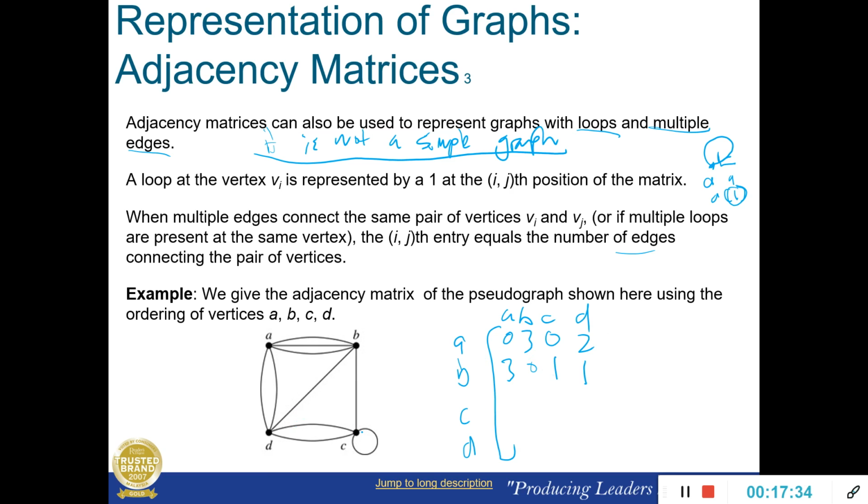C to A, you have 0. C to B, you have 1. C to C, you have 1. And C to D, you have 2. D to A, you have 2. D to B, you have 1. D to C, you have 2. And D to D, you have 0. Sorry, 0, 3, 0, 2. Yeah, this is better.